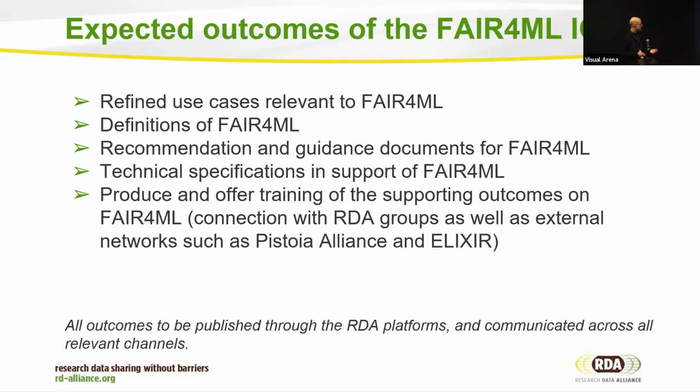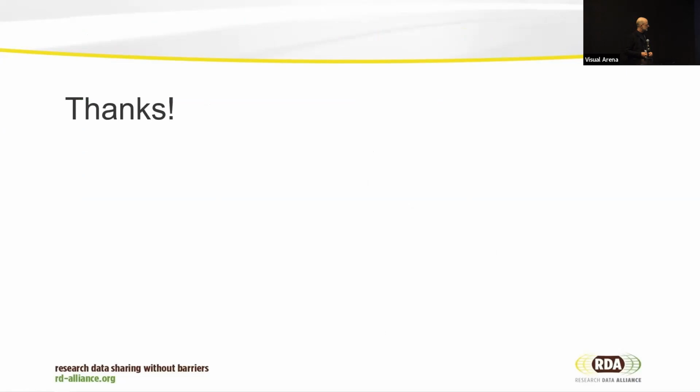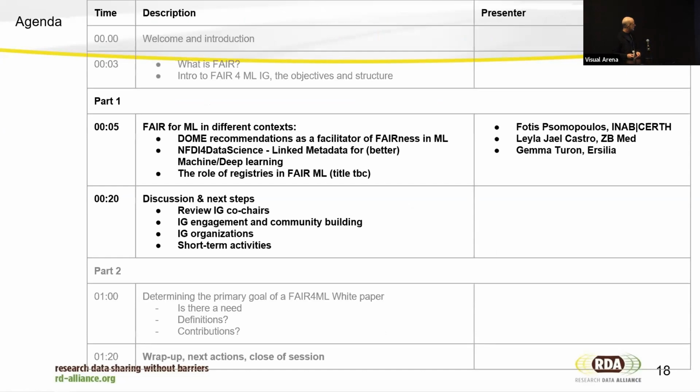Can we think about recommendations and guidance to help developers of models and others? Can we think about technical specifications that are needed? Can we think about how we would actually train people to do these different things? So a bunch of different things around trying to improve the state of the art of machine learning and how it is made FAIR. Okay, so that's this part, and then we will move on to 3 lightning-ish talks to start off and give some context of where things are.